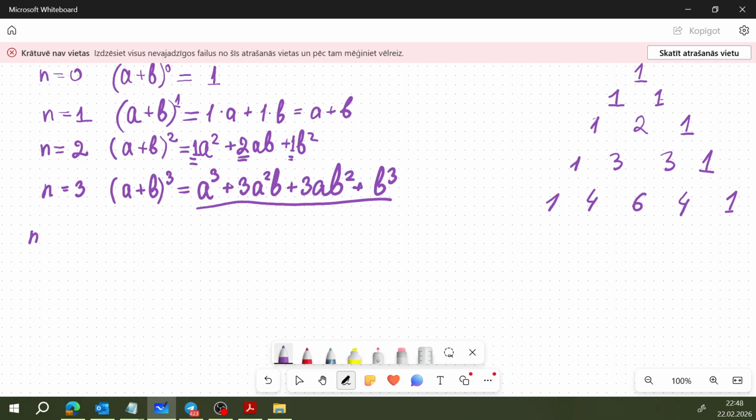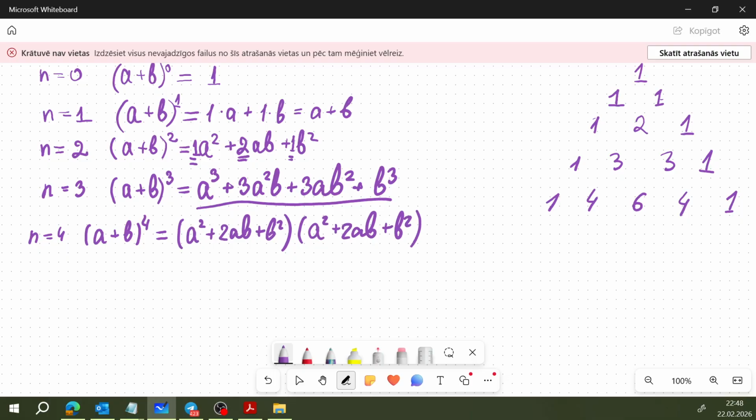So let us try. If we have n equals 4, then you will have a plus b to the power of 4. We can set it like this: a plus b squared is a squared plus 2ab plus b squared, and multiply by the same: a squared plus 2ab plus b squared. If you multiply each by each, it will be a to the power of 4 plus 2a cubed b plus a squared b squared. This is if I multiply each single term by only the first term.